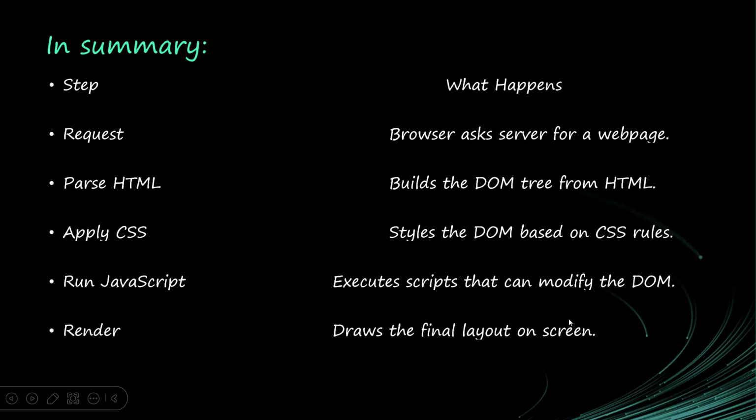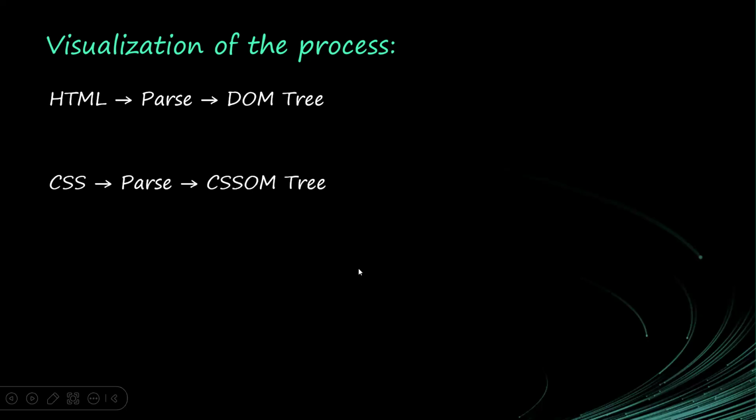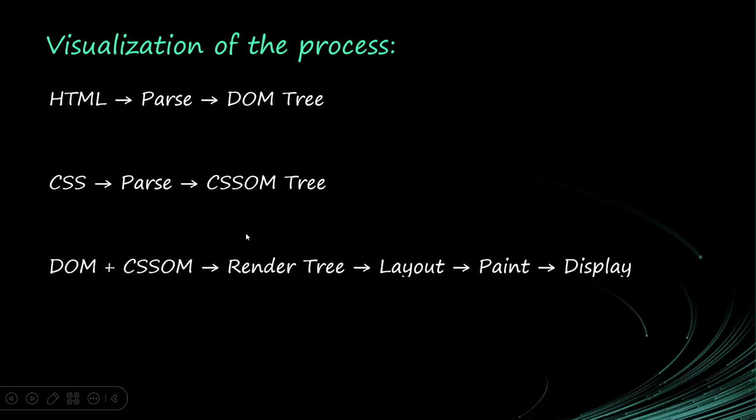After that, the rendering engine, Blink or WebKit, will now draw the final layer that you're seeing on your screen. All right? That is how it works. So, visualization of the process: once the browser gets the HTML from the server, it will parse it and create the DOM tree. Then it parses the CSS and creates another object model tree for the CSS. Then it will merge the DOM and the CSS object model, render the tree, the layer, paint and display it. That is what you now see on the screen.